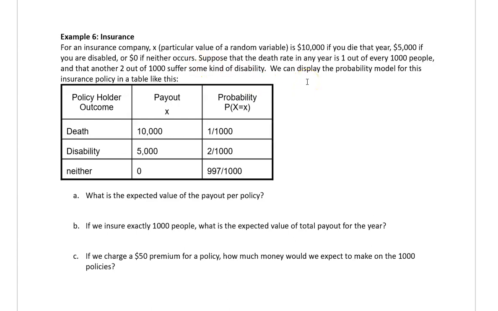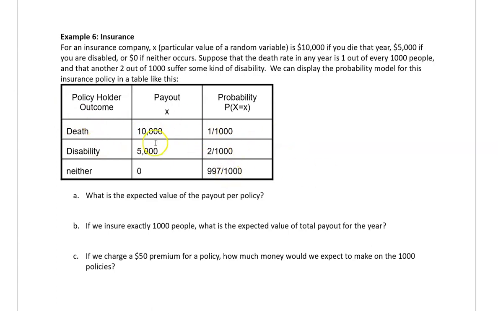Suppose that the death rate in any year is 1 out of every 1,000 people, and 2 out of every 1,000 suffer some sort of disability. So the insurance company, they know the odds of these things happening. So they have these probabilities calculated already. So we're going to display the probability model for this insurance policy in this table right here.